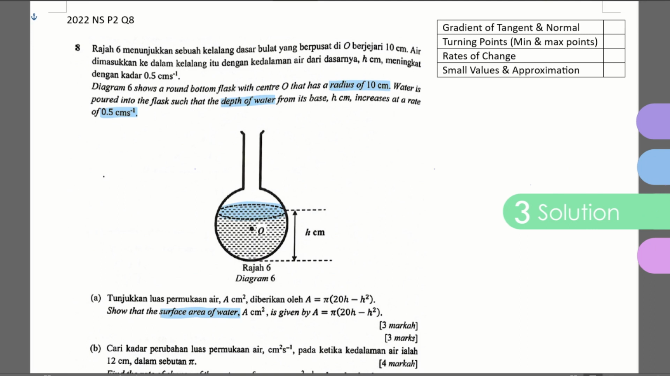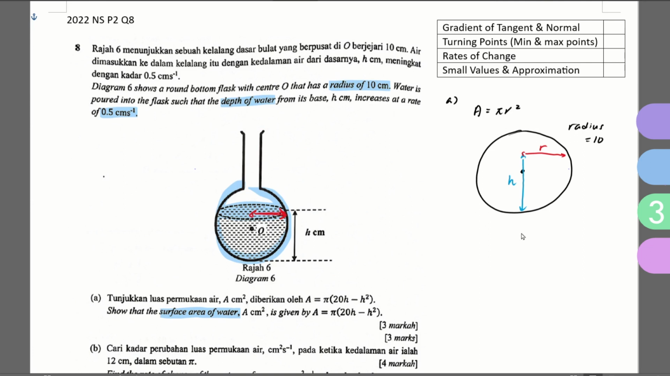Since this is a circle, we can calculate using pi r squared. However, our equation and the question's equation are different because the question has h but we have r. So we need to find a relationship between r and h to replace our r with h. What we can do is use this circle's shape to help us find the relationship.